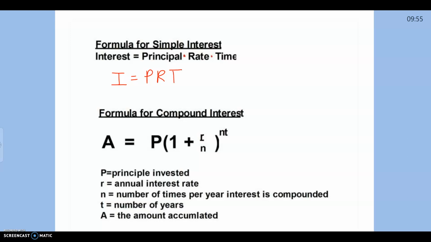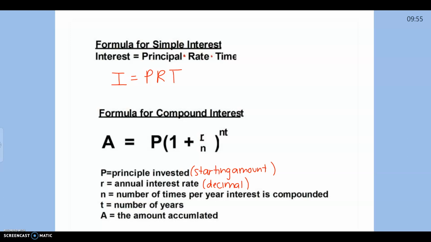So P in both formulas is what they say is principal invested. That is your starting amount. Okay? Then the interest rate is R, remember, as a decimal. Okay? So, for example, 5% would be 0.05. N is the number of times per year interest is compounded, and then A is the amount you accumulate.